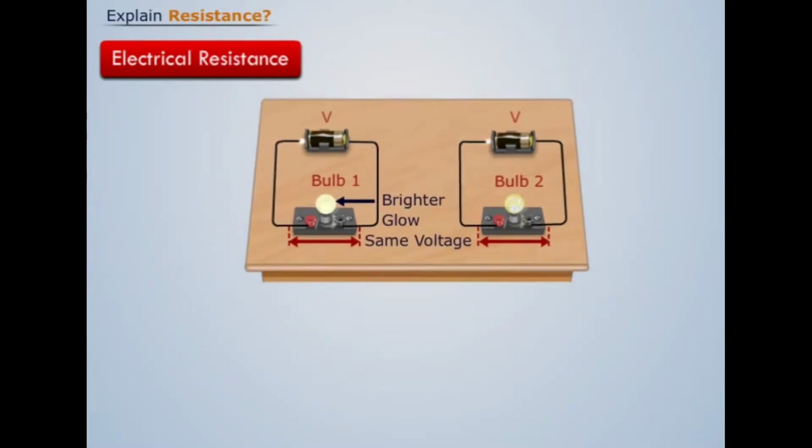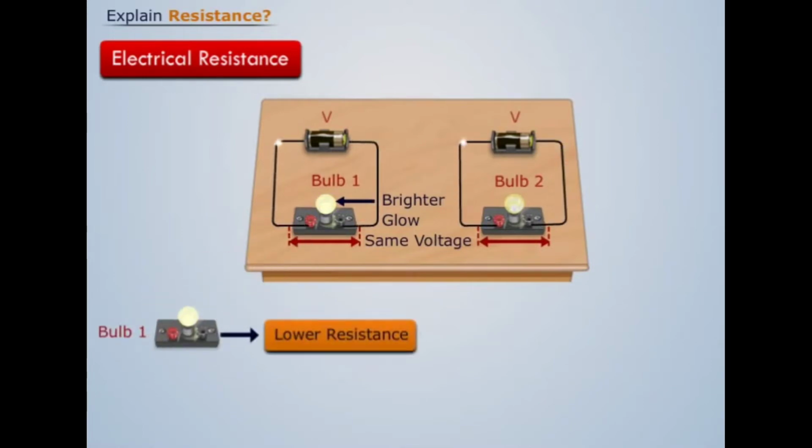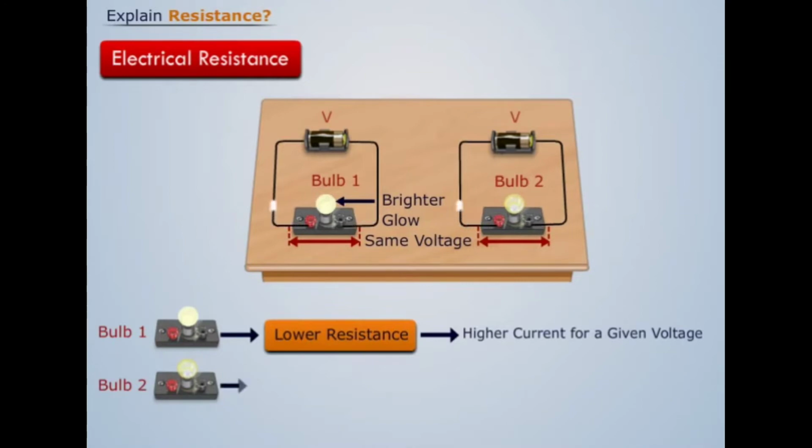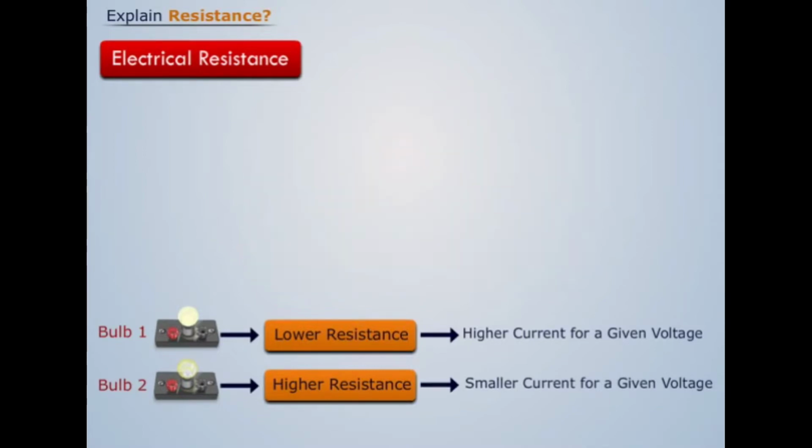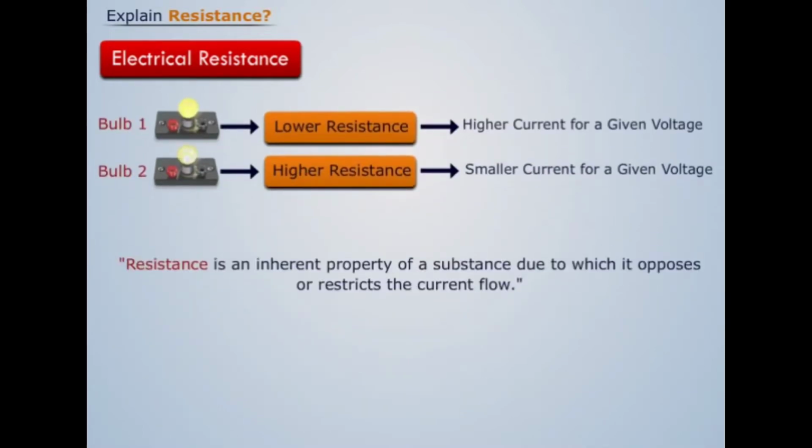Thus we can say that bulb 1 has a lower resistance, as it gives a higher current for a given voltage, whereas bulb 2 has a higher resistance, as it gives a smaller current for the same voltage. Hence, resistance is an inherent property of a substance due to which it opposes or restricts the current flow.